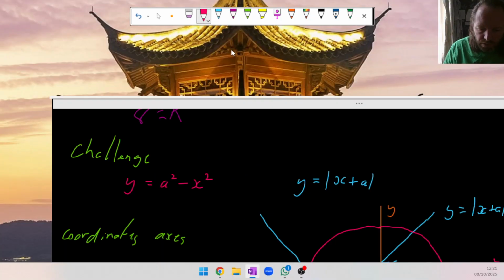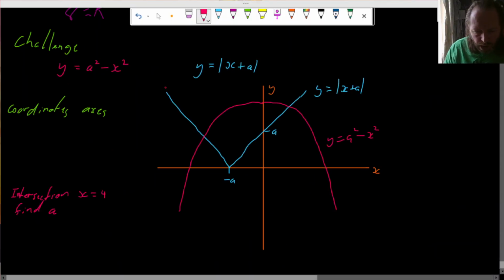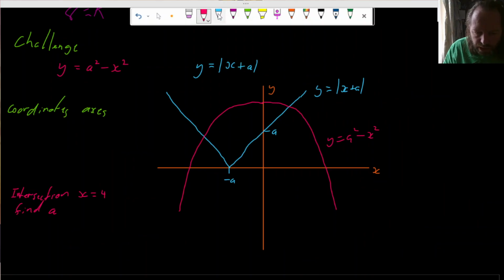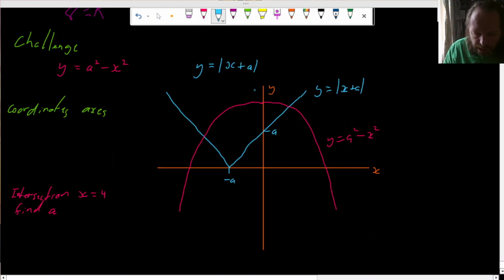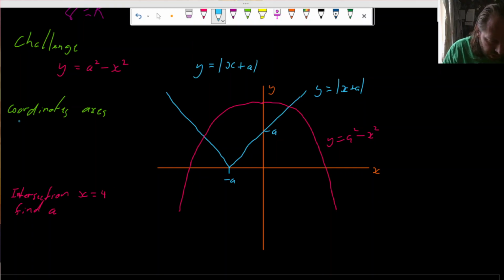So for the blue graph then, for the x plus a, I don't think we actually have to do this one, but we can put the coordinates of the x-axis there of being 0 and a, and it also touches the graph down here on minus a and 0.